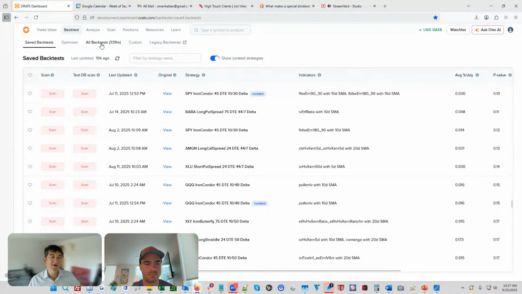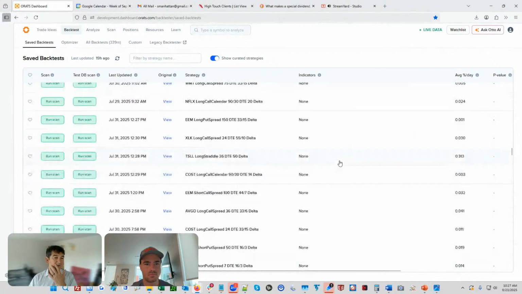So I start with the backtest finder. I optimize, and then I put it in the saved strategies. And that's really worked for me. So that's how I put on my trades.